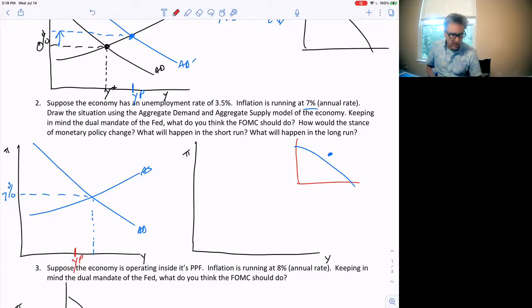Well, what they're going to need to do is decrease the money supply, which will raise interest rates, which will decrease aggregate demand. And we'll start feeling the effects of it pretty quickly. This will move us back towards our potential, move us back towards being on the edge of the PPF, and will lower inflation.